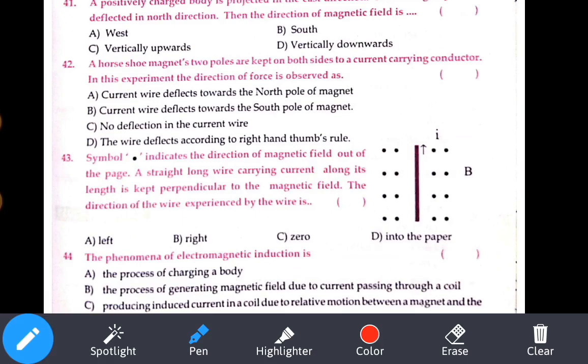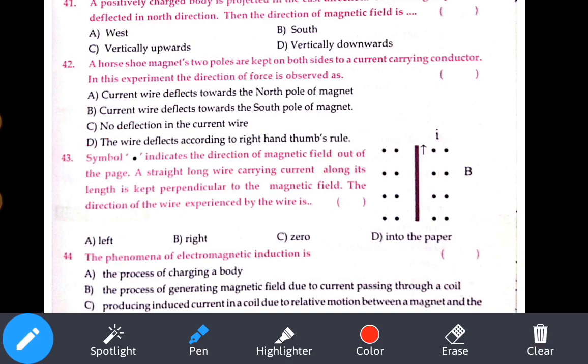42nd question. A horseshoe magnet with two poles is kept on both sides of a current carrying conductor. In this experiment, the direction of force is observed as what? How can we find the direction of force? By using a rule, right? Yes, the wire deflects according to the right hand thumb rule. Option number D is our answer.